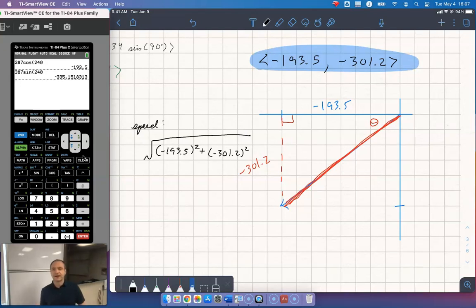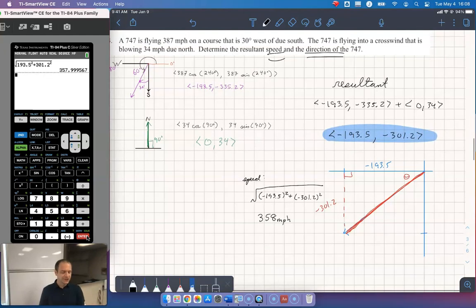And again, just going to type that directly in the calculator, making sure that I put my negatives inside parentheses. And by the way, I'm just not going to type the negatives, because when you square a negative, it's the same as squaring a positive. So 193.5 squared plus 301.2 squared. And that will give me my speed. I'm just going to say it's about 358. So the speed is about 358 miles per hour. Done. Now the next part says to find the direction.